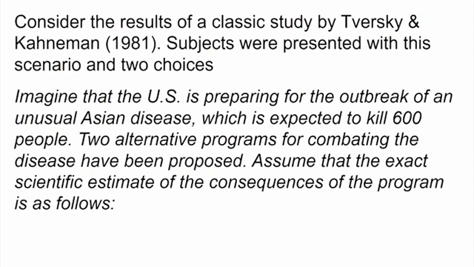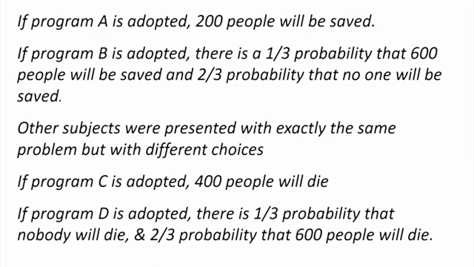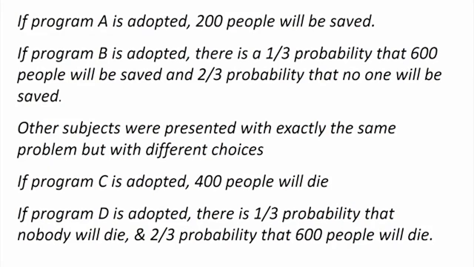Now, assume that the exact scientific estimate of the consequences of the programs is as follows. There are two options to look at, and then you have to choose which option you would like to go with. If you adopt program A, 200 people will be saved. If program B is adopted, there is a 1/3 probability that 600 people will be saved and a 2/3 probability that no one will be saved. So, 600 people were going to die, and the two programs are meant to save more people. With program A, it is a sure thing that 200 people are going to be saved, but if program B is adopted, there is a 1/3 probability that 600 people will be saved and a 2/3 probability that no one will be saved.